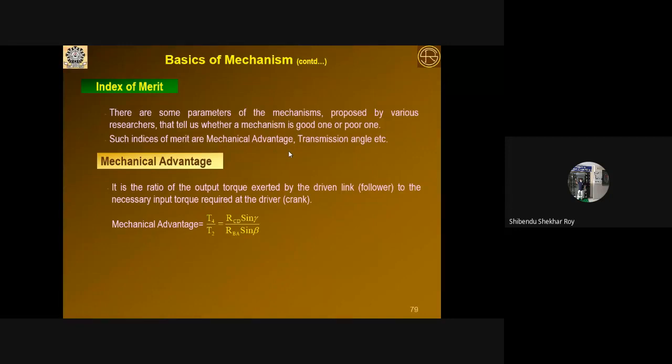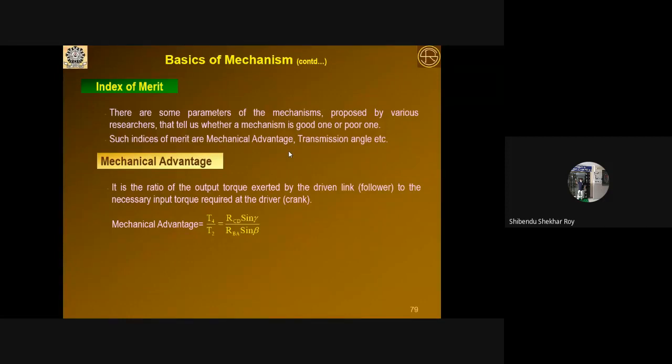So mechanical advantage is equal to output by input, output torque divided by input torque, T4 by T2. In order to find out the torque, torque calculation is only possible when you solve the kinetics. Without solving kinetics, you cannot find out the torque, because the term itself is a kinetic term. So in order to solve the kinetics, you should know the mass property and inertia property.